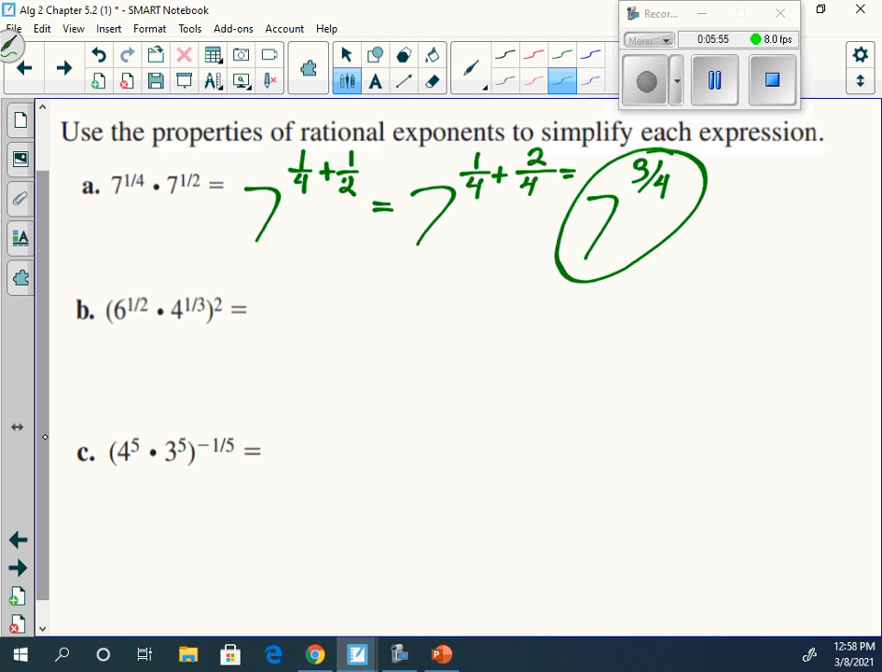So any questions on this first one here? Okay, let's look at the next one. 6 to the 1/2 times 4 to the 1/3. Well, we can't multiply those two together because 6 and 4 are not the same. They are not like bases. But what we can do is apply this power to both. So what we have is 6 to the 1/2 to the second times 4 to the 1/3 to the second power. Because we can apply that second power to both terms.